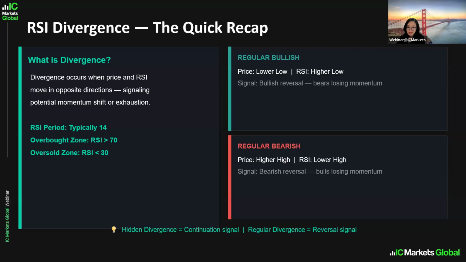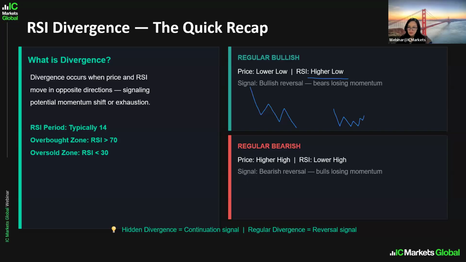We have two types of regular divergence: the bullish and the bearish. For the bullish one, price is making a lower low. We know that when price is falling, it starts to make a lower low, but the RSI makes a higher low. The RSI may fall like that, and then start to make a higher low. Okay, that is a bullish divergence.